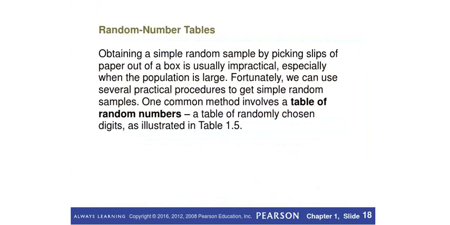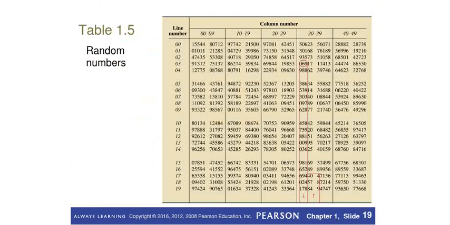One method of simple random sampling would be obtaining a simple random number picked by slips of paper in a box, right? Somebody reaches into the box and pulls out a slip. Now, of course, this is impractical when the population is large, but there are procedures that are very close to using this type of procedure for a large population. One involves a table of random numbers. A table of randomly chosen digits is illustrated in the picture right here. This is a random number table. Actually, it's table 1.1 in your textbook.